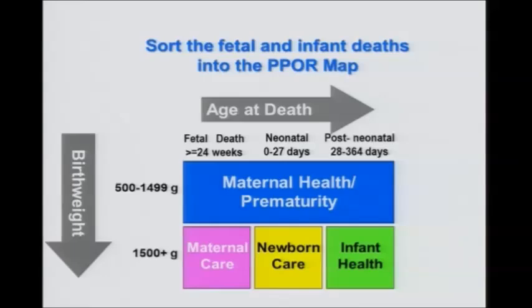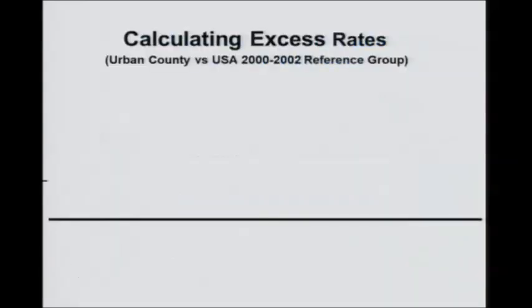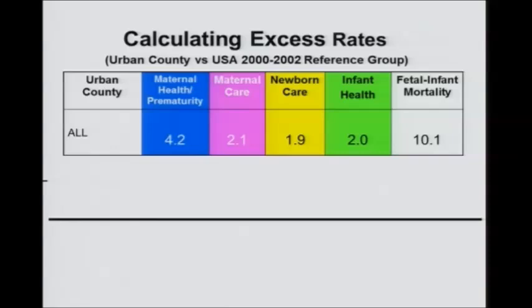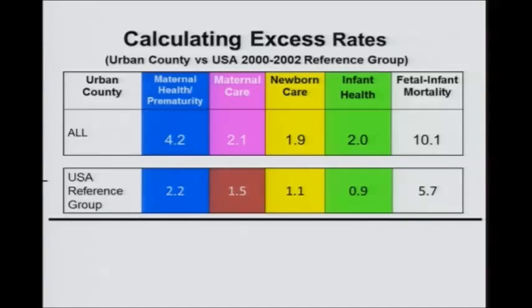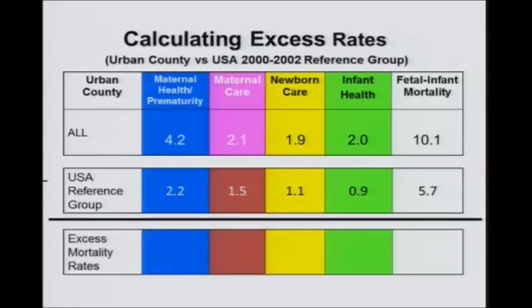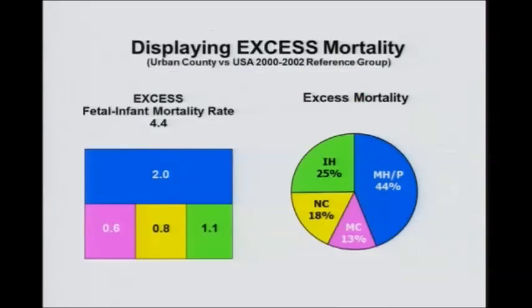So when you have these components, you compare these to a reference group. So here's an urban county where they have their rates by these components, and then a reference group, and you just do the simple subtraction to get the excess mortality rates. And you can display this as the excess rates or as a proportion of the total excess in a pie chart here. And so we see that the largest component is the maternal health prematurity.